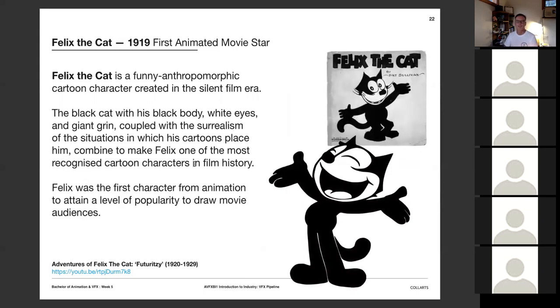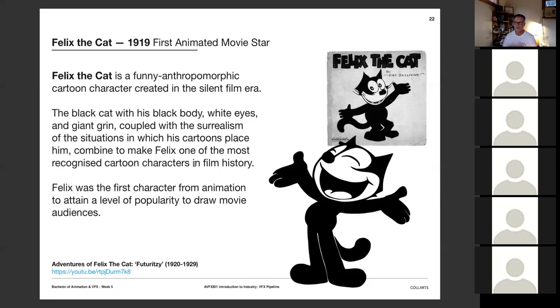Okay, 1919. The craft of animation has developed significantly. We've now got a film industry, and people are in the habit of going to see the movies rather than going to theatres to watch vaudeville or plays. And we have Felix the Cat, the first anthropomorphic cartoon character created for the silent film era. Essentially, he was an animated movie star, massive, and popular through the whole silent period from 1920 to 1929.